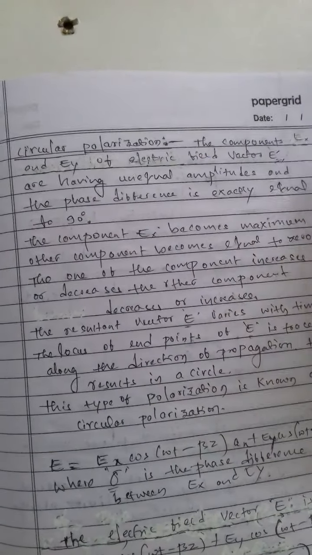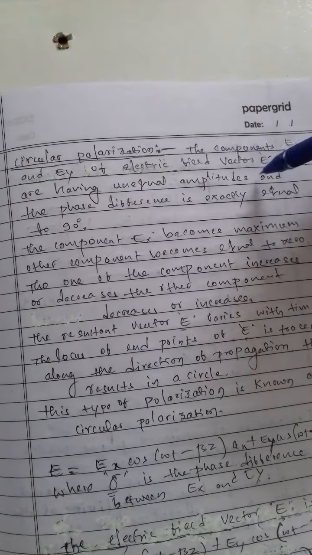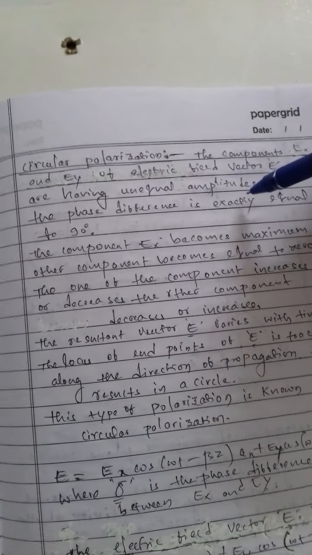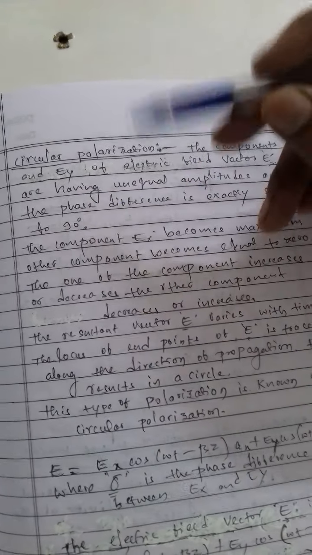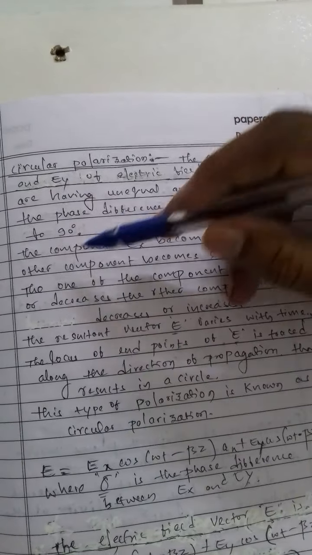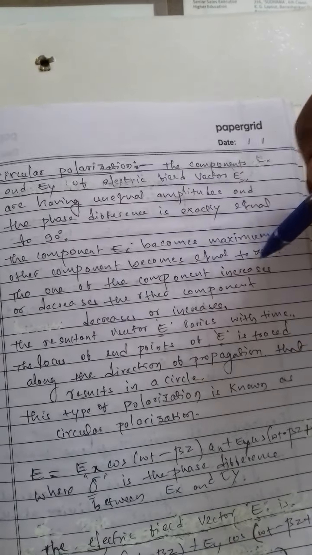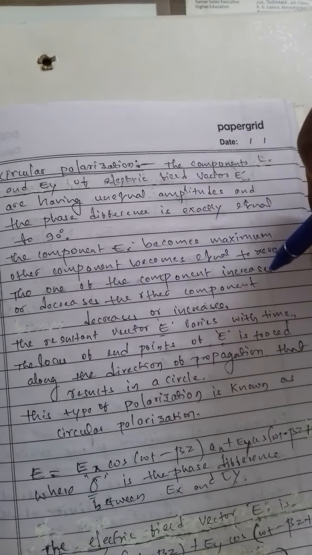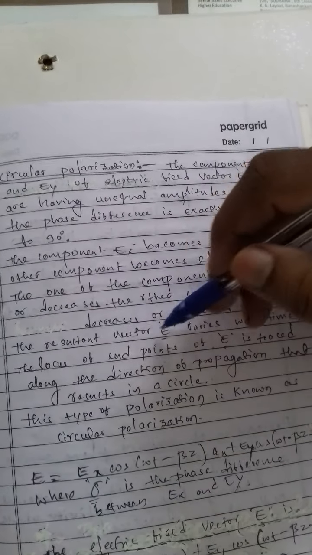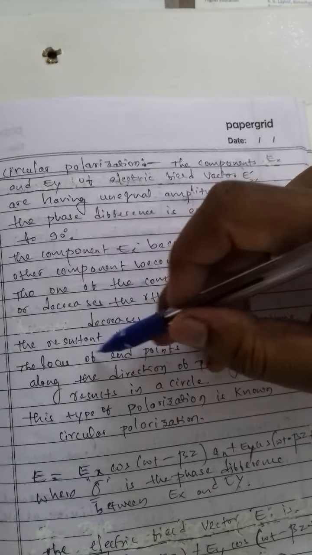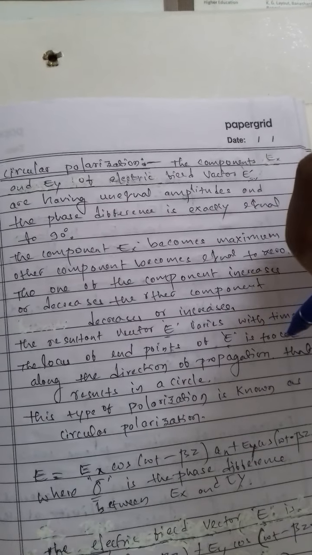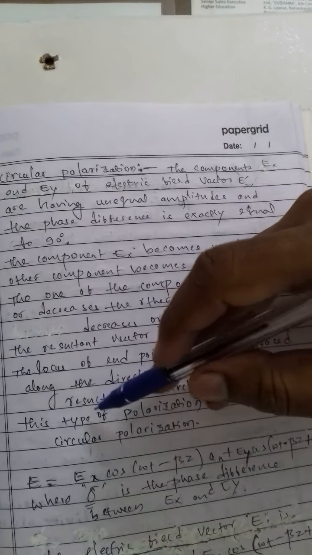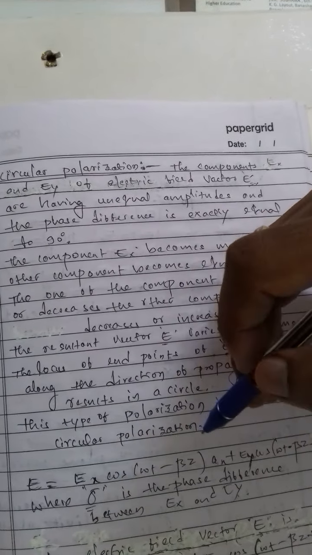Circular polarization. The components Ex and Ey of the electric field vector E have equal amplitudes, and the phase difference is exactly equal to 90 degrees. When the component Ex becomes maximum, the other component is equal to 0. When one component increases or decreases, the other decreases or increases. The resultant vector E varies with time. The locus of the endpoints of E traced along the direction of propagation results in a circle. This type of polarization is known as circular polarization.